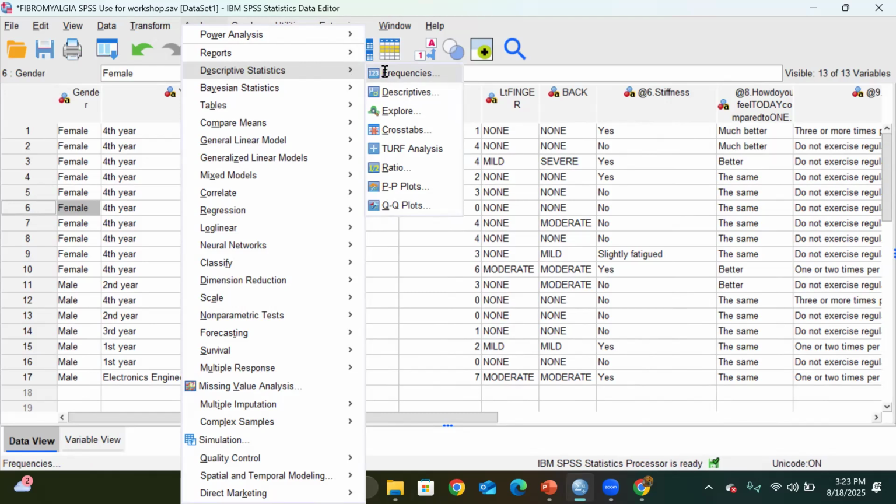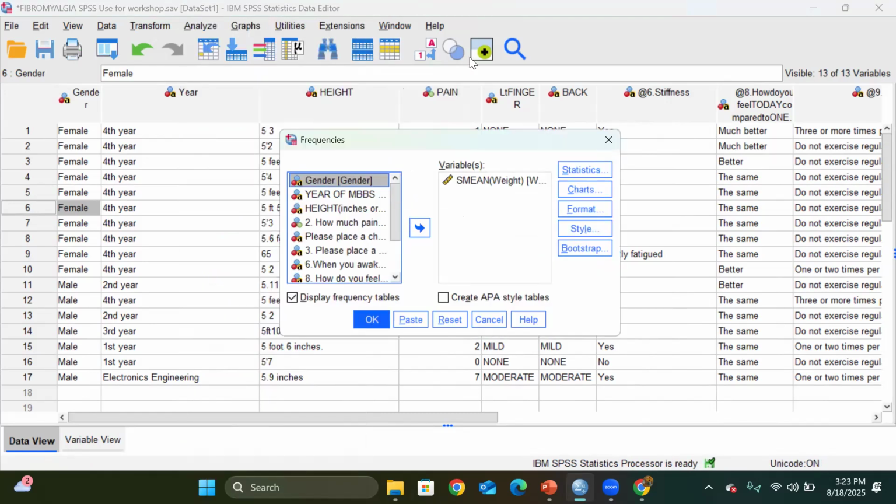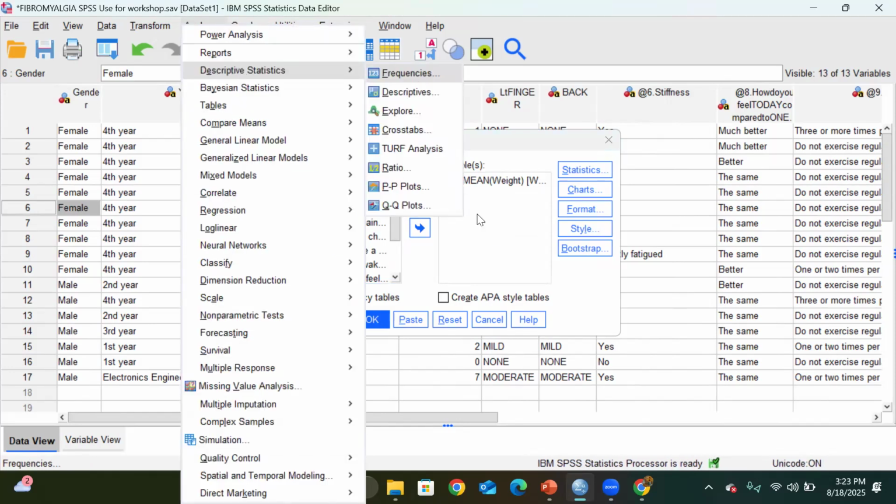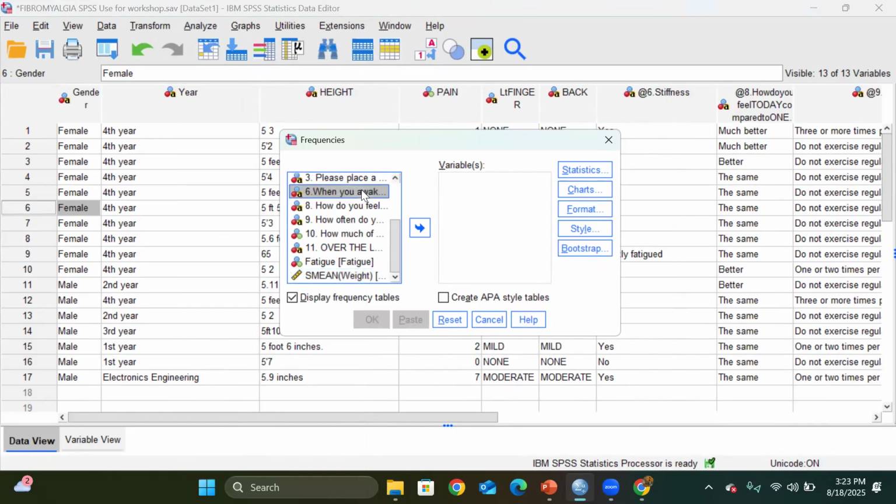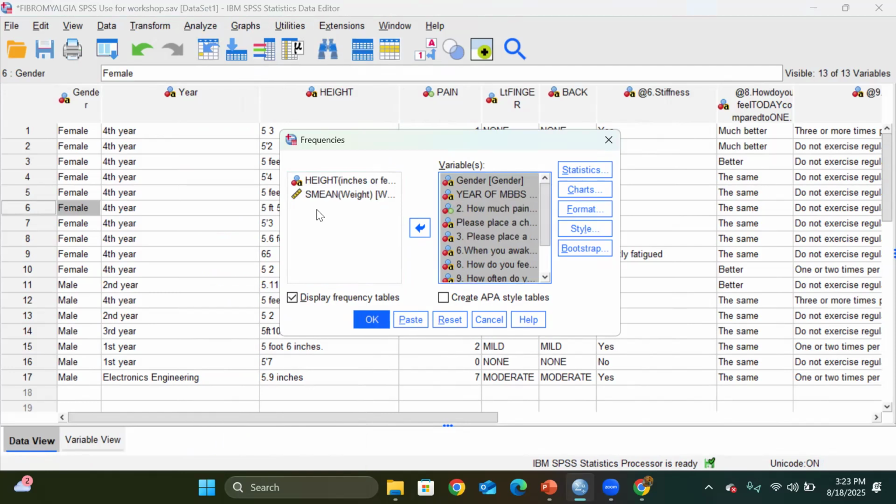For descriptive statistics, I go to Analyze, Descriptive Statistics, Frequencies. Now I am here. What I do is choose all of them. Ideally I should not be including the numerical variables because they would just disturb the data. I place them all here.